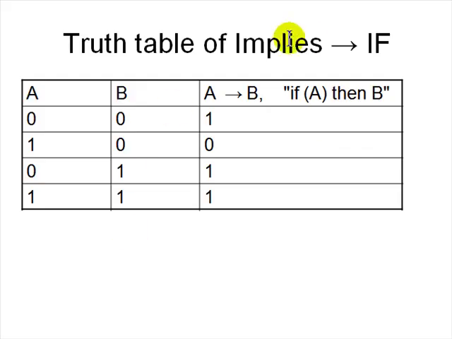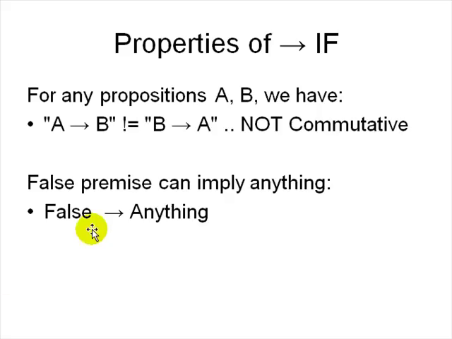So the truth table of implies is, if A is true, then B has to be true. If A is true and B is false, then the whole statement is wrong, or false, or 0. Otherwise, if A is 0, you don't really care what B is. And if A is 1, then B better be 1. Okay.